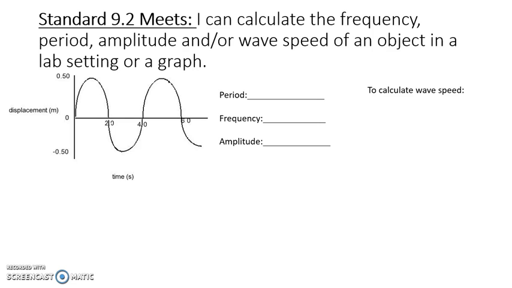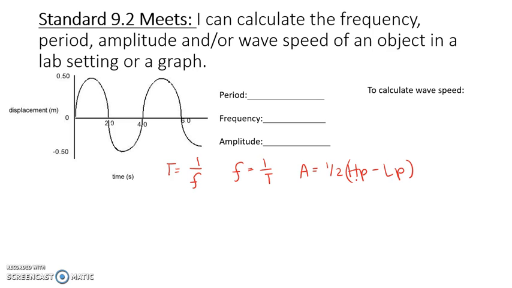So first, let's talk about our equations. In order for us to find period, we know that period is 1 over frequency. We know that frequency is 1 over period. And we know that amplitude is equal to 1/2 the high point minus the low point. We can find all of these things on this graph and from the information that we have.